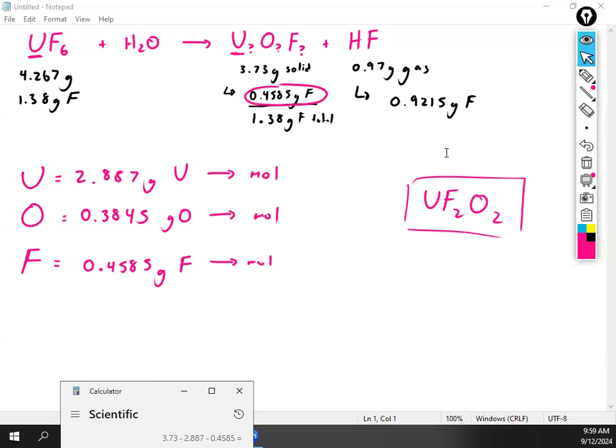So for the balanced equation, you just plug this in. So you fill this in. So it'll be U, I guess, O2, F2. And then you just have to balance it from there. You just need a 2 in front of the H2O and a 4 in front of HF. And that's your balance.